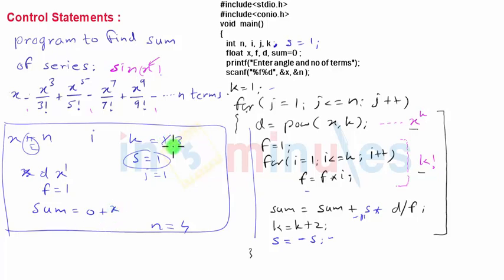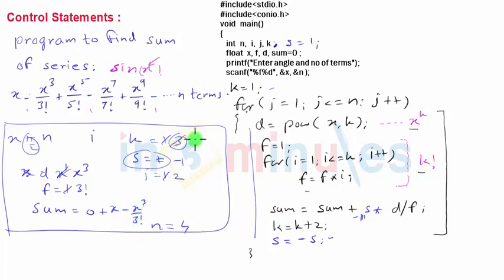Then k becomes 3 and s becomes minus 1. Loop goes up, j plus plus, j becomes 2, loop repeats. Now this time it is d equal to power x raised to k, where k is 3, so d will be x raised to 3. Then next part starts, that is factorial part. F is set to 1 and loop works for 3 times, it gets 3 factorial, so f will be now 3 factorial, and it will be sum is equal to sum. Since s is minus, it is sum is equal to sum minus x raised to 3 upon 3 factorial.